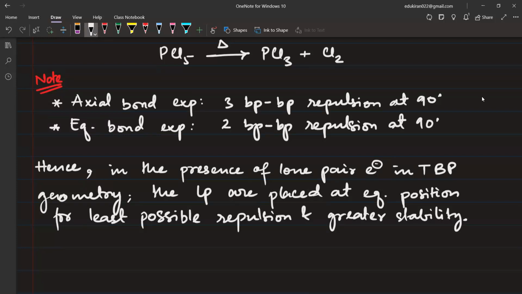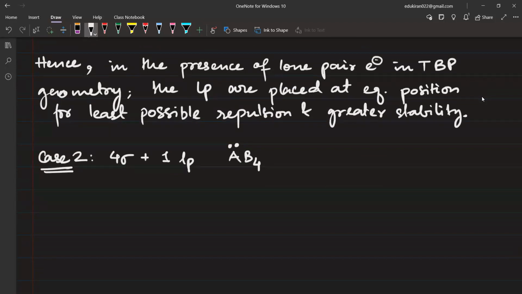Now let us write case 2. Here we are going to have 4 sigma plus 1 lone pair. This is also again 4 plus 1, 5. Steric number is still 5, and we will have A, B, 4 surrounding atoms, and there will be 1 lone pair. Now here also the hybridization is still going to be sp3d. And whenever the hybridization is sp3d, the electronic geometry will be the same. It will be trigonal bipyramidal.